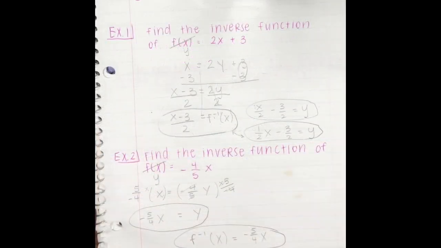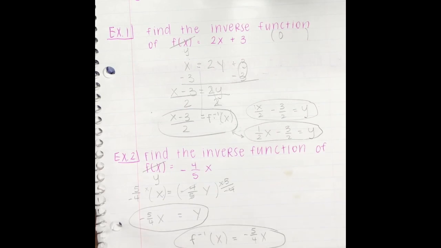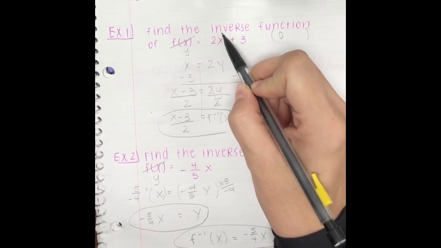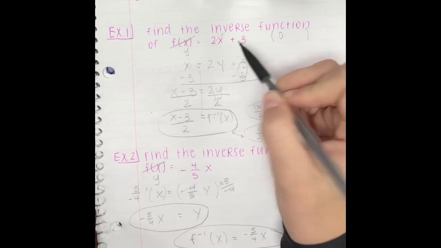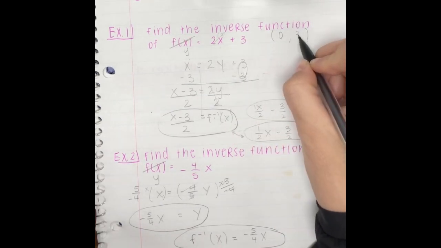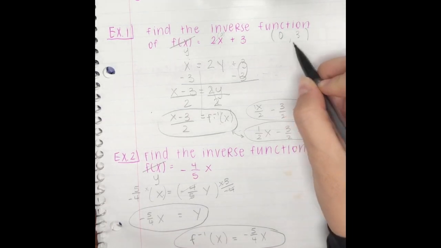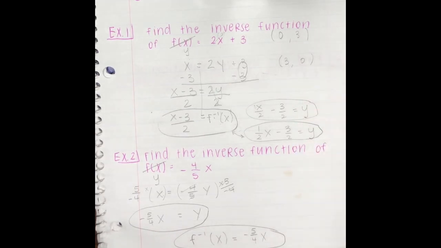One way we could check our answer is to pick any number to let x be. Let's say we chose 0. If I choose 0 to plug in for x, I would put a 0 here. So I'd have 2 times 0, which is 0, plus 3. So 0 plus 3 is 3, so my y value is 3. For the inverse function, we should be able to flip this and have 3 as my x and get 0 as my y. So let's go down here.